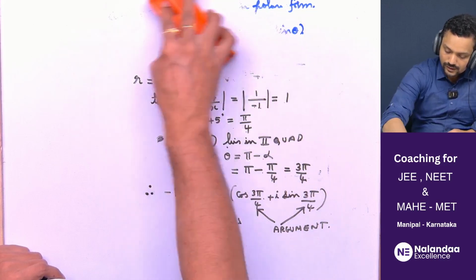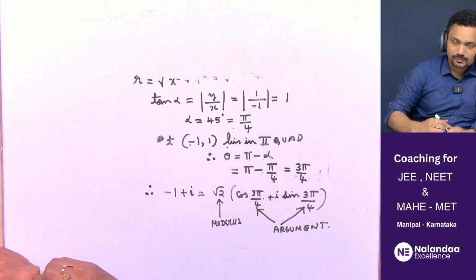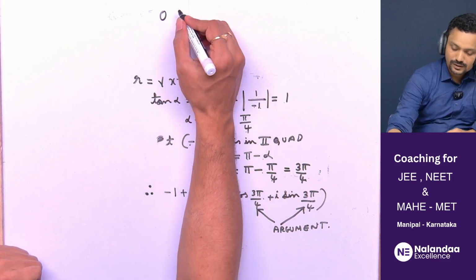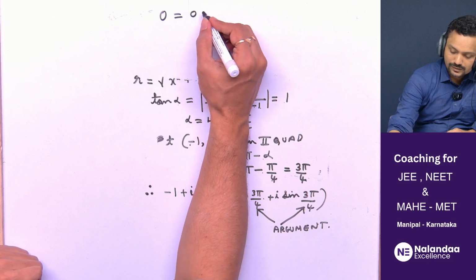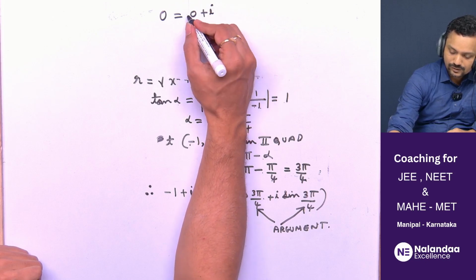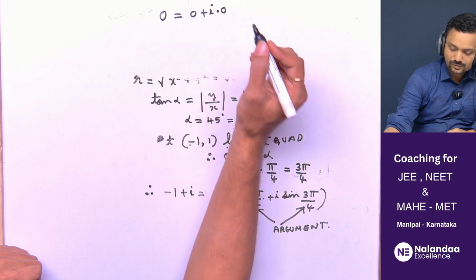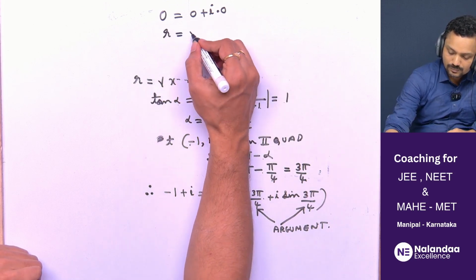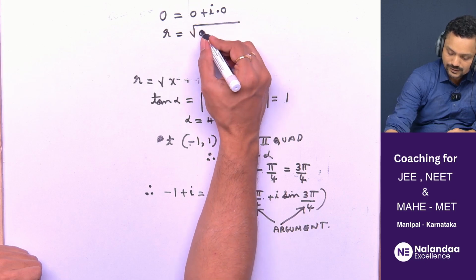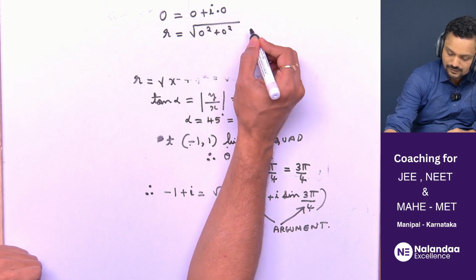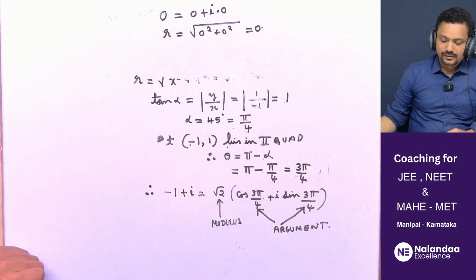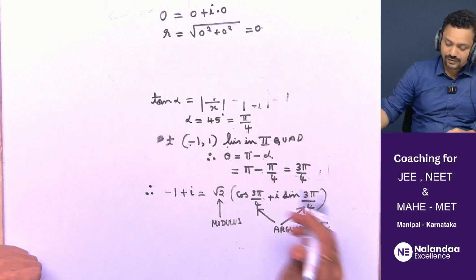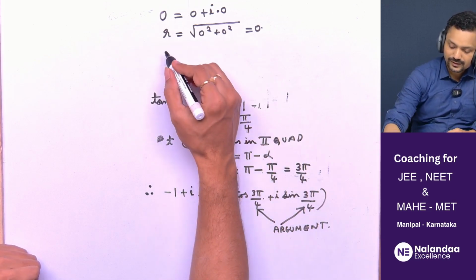Now there is only one complex number which does not have a polar form, the number 0. 0 does not have a polar form because if you write 0 as 0 plus i into 0, you can see that the first thing is the modulus of the complex number will be 0. That is the first problem. Next is that the angles alpha and theta will not exist.